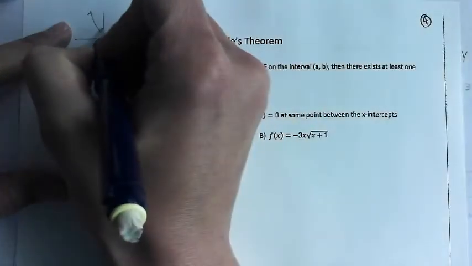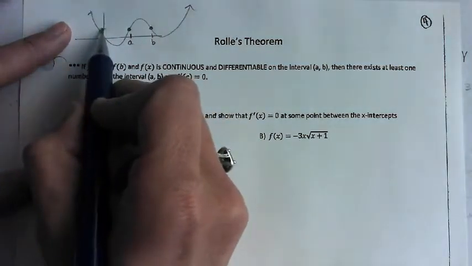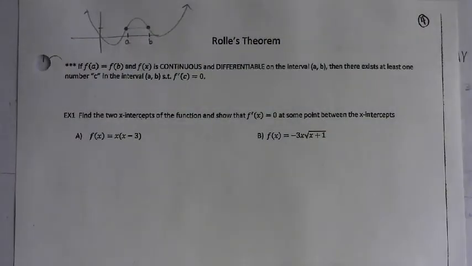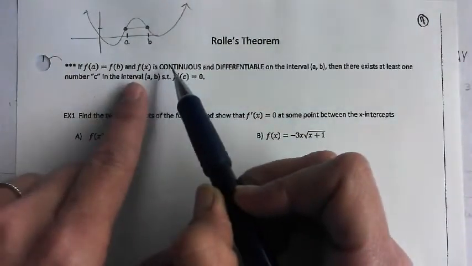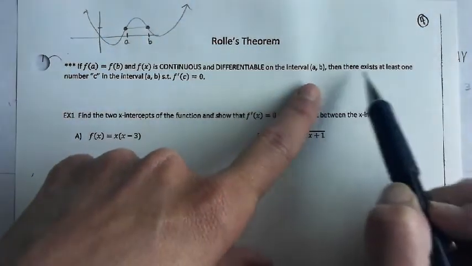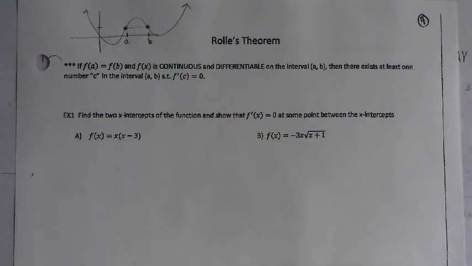It is. So f of a and f of b are at the same level, so your average rate of change is just 0. And with the same stipulations, f of x has to be continuous and differentiable on the interval from a to b, then there exists at least one number c in that interval such that f prime of c equals 0. It is just a more specific version of the mean value theorem. That's it. Nothing to it.